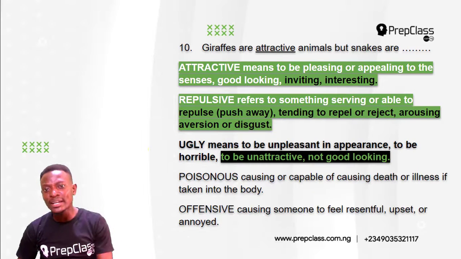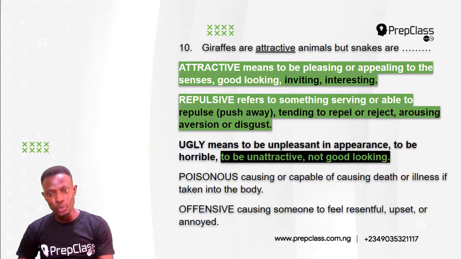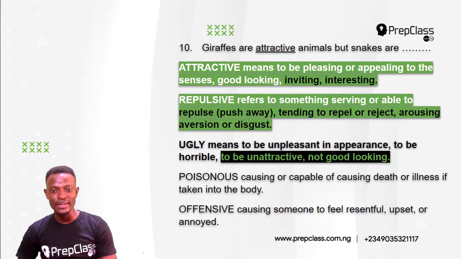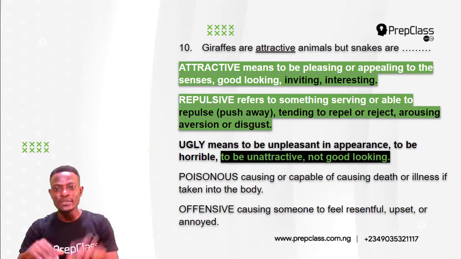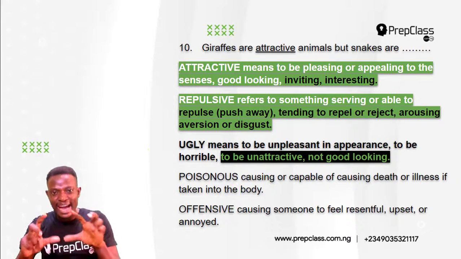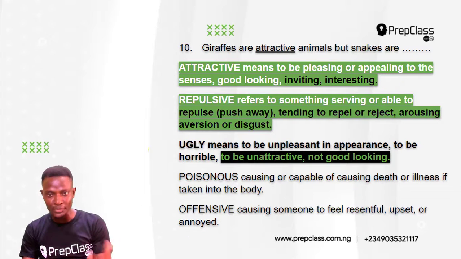Now, option B, ugly. Ugly means to be unpleasant in appearance, to be horrible, to be unattractive, to not be good looking. Option C, poisonous, causing or capable of causing death or illness if taken into the body. Option D, offensive, causing someone to feel resentful, upset or annoyed. Now, attractive means to be pleasing or appealing to the senses, to be good looking, to be inviting, to be interesting. Now, the answer is between option A and B, repulsive and ugly. The opposite in meaning to attractive.